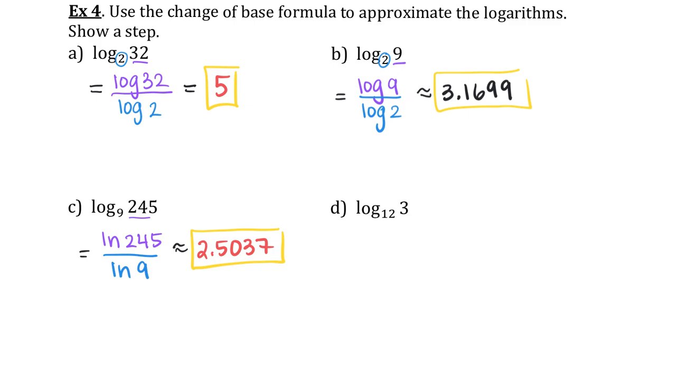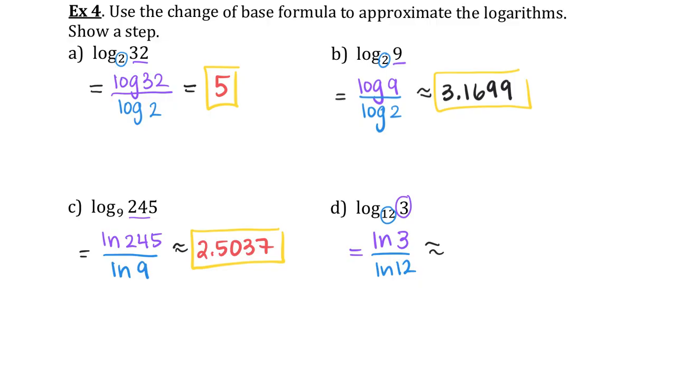Okay, last one. Log base 12 of 3. Don't know the answer. I'll use natural log again. Natural log of 3 divided by the natural log of the base. And again, you can use common log. It doesn't make a difference. We should get the exact same answer either way. And I'm putting it in my calculator while you are here.